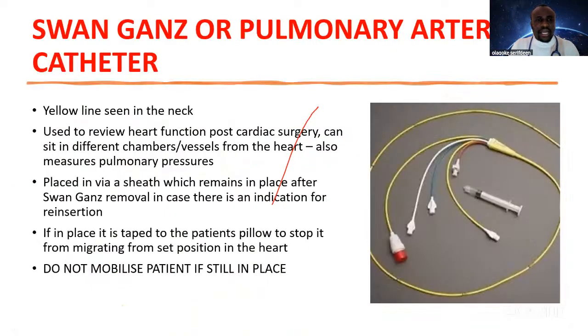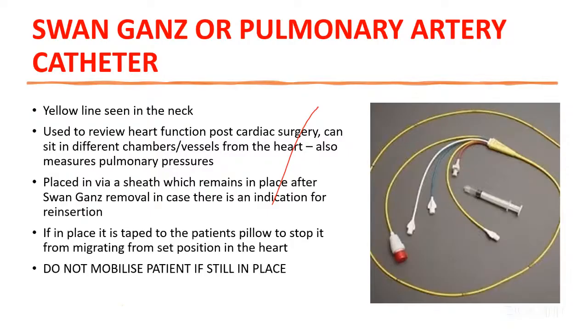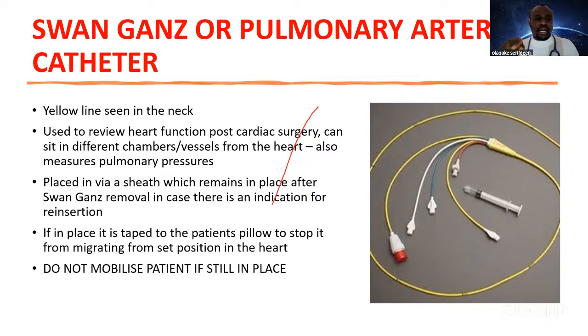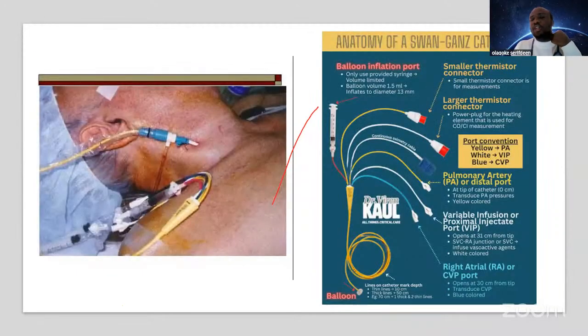So Swan-Ganz, just a few things about it. This is a tube or a catheter that goes directly into the pulmonary artery. Usually you find that in the patient's neck. It goes directly into the patient. They put that through the internal jugular, or through the central line, your subclavian veins, and they pass that through the atrium into your pulmonary artery.